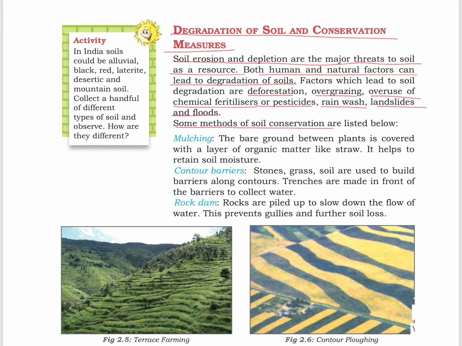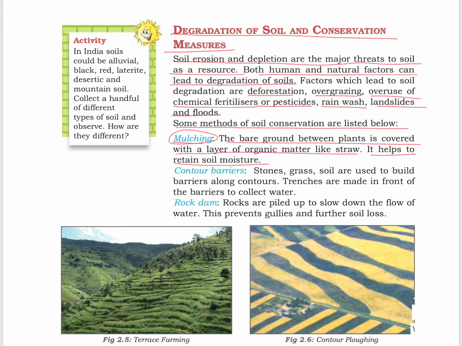So, some methods of soil conservation are listed below. Let's see one by one. First is mulching. So, the bare ground between plants is covered with a layer of organic matter like straw. It helps to retain soil moisture. That is, between the plants, some organic material is filled, which helps in soil moisture.